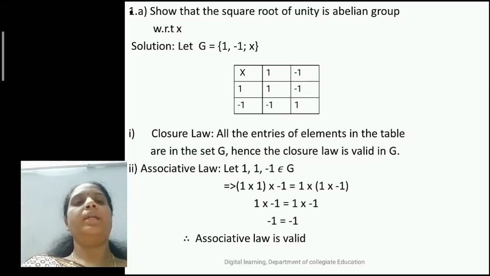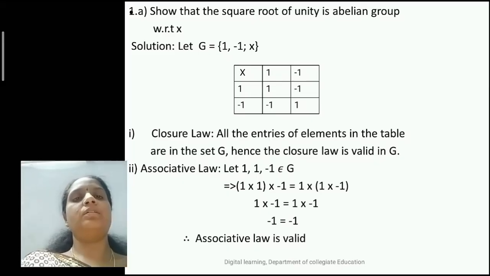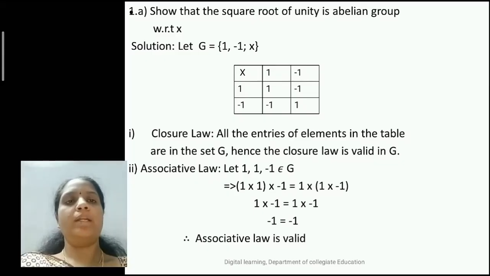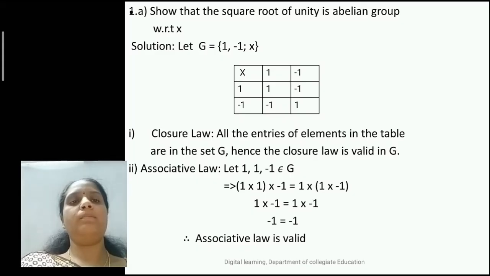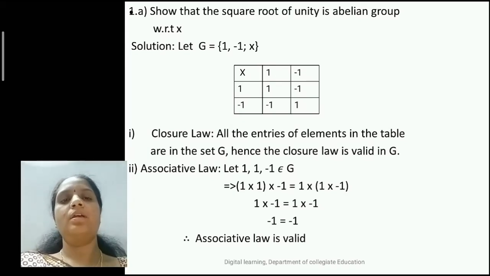The operation here is multiplication. So 1 into 1 is 1. 1 into -1 becomes -1. Again in the third row, -1 into 1 is -1. -1 into -1 becomes 1. So to prove it for an abelian group, we have to verify the following laws. Firstly, we have to verify the closure law.